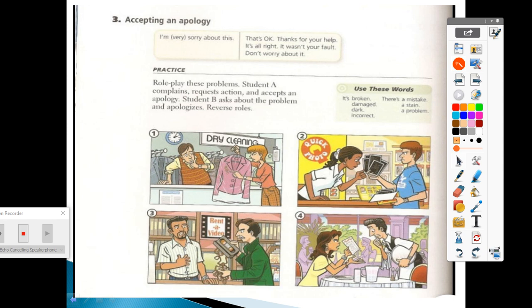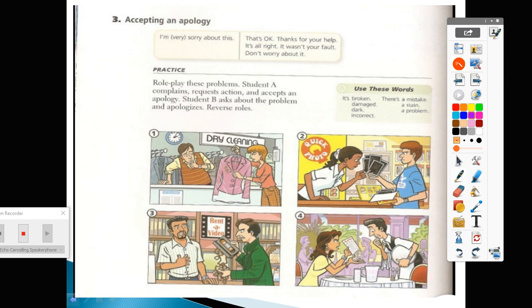Now, we have 4 situations here. This is number 1, 2, 3, and 4. Now, dry cleaning. It seems they are in the laundry or something like that, and she has got his shirt or t-shirt dirty, and there is a spot on his t-shirt. Okay? Now, number 2, I think he has burned the photos.